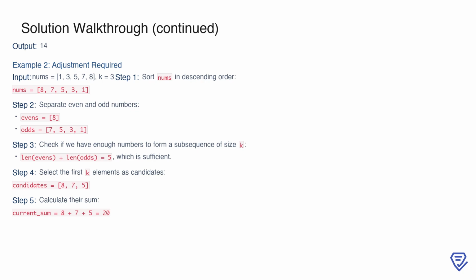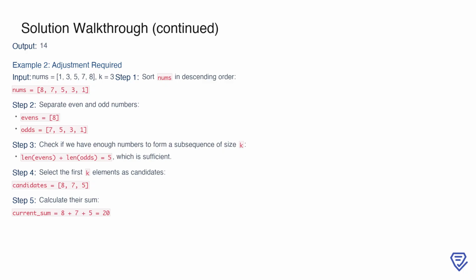Then, we separate the even and odd numbers. Here, the even numbers are evens equals 8, and the odd numbers are odds equals 7, 5, 3, 1. We check whether the total number of elements is sufficient to create a subsequence of size k. Since the combined length is 5, which is sufficient, we proceed by selecting the first k elements from the sorted array. This gives us candidates equals 8, 7, 5.